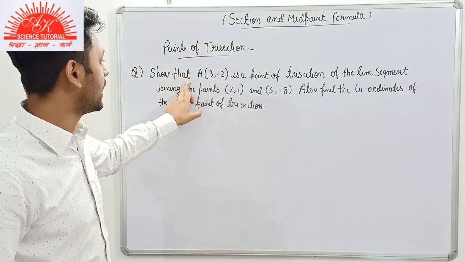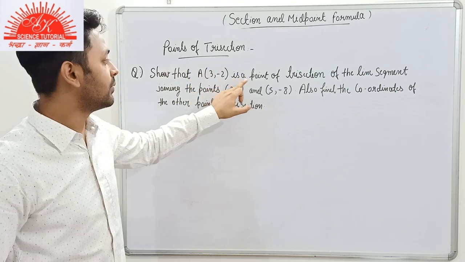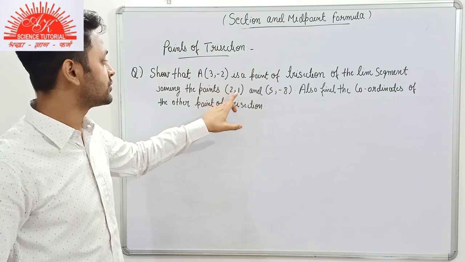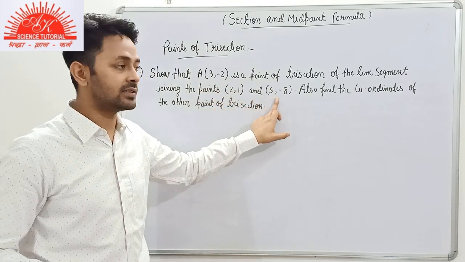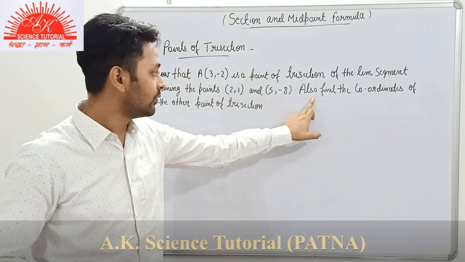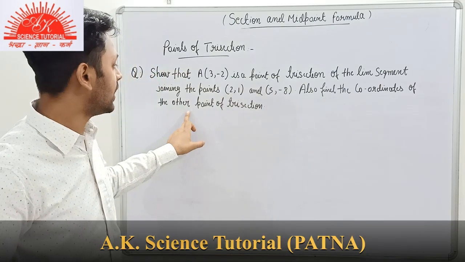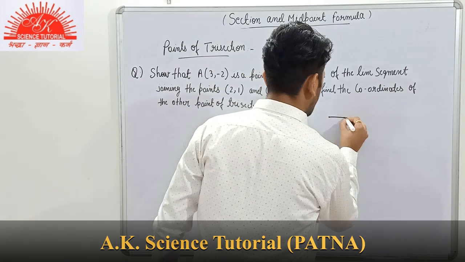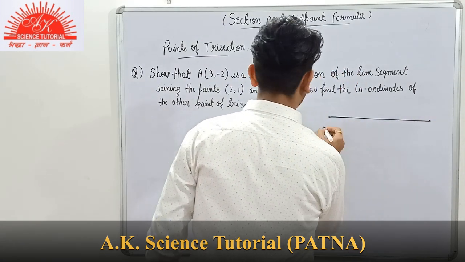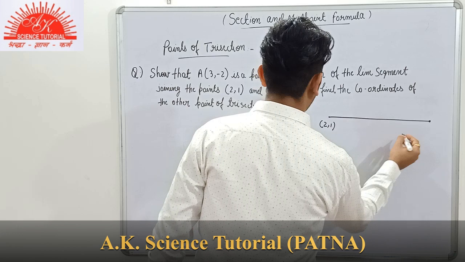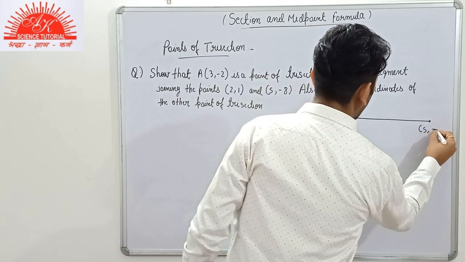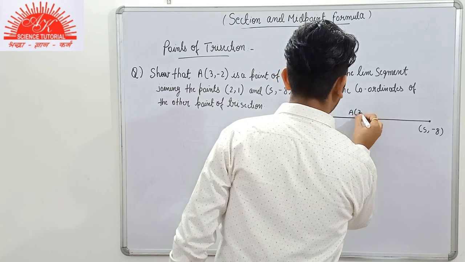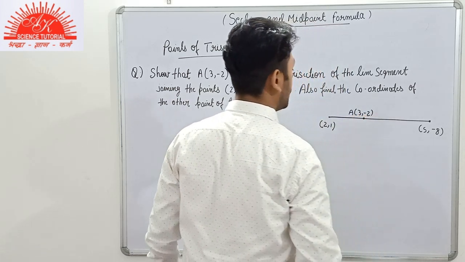Here we have to show that the point A is a point of trisection of the line segment joining the points (2, 1) and (5, -8). And we also have to find the coordinates of the other point of trisection. Suppose we are seeing here that the line segment (2, 1) and (5, -8) is getting trisected by the point A or not.